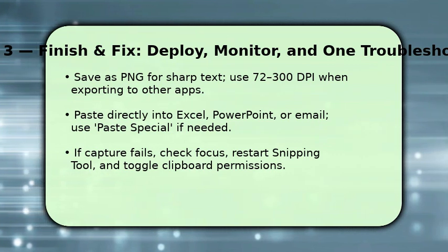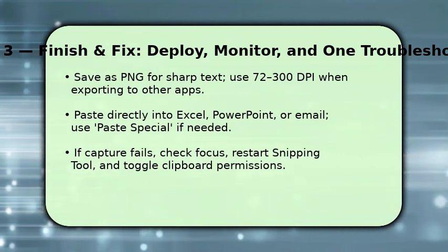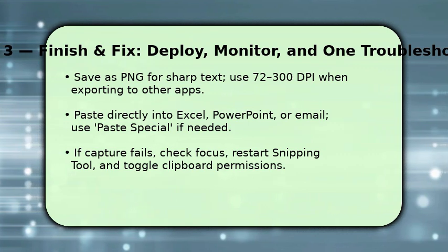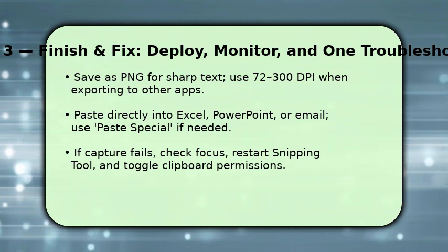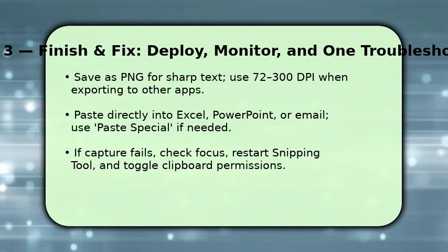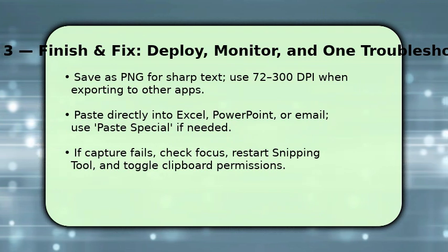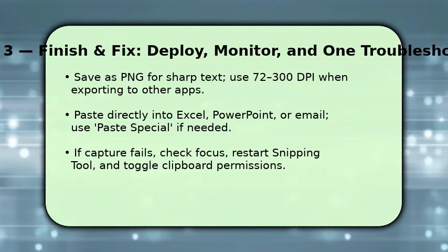If something goes wrong, check that Excel is the active window and restart Snipping Tool. Make sure clipboard access is enabled in settings. One key troubleshooting tip: if captures are blank or black, toggle Display Driver or update graphics drivers and try again.